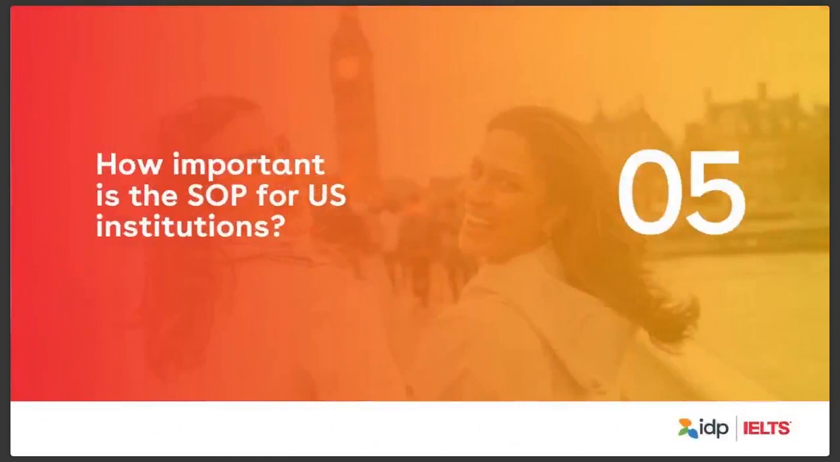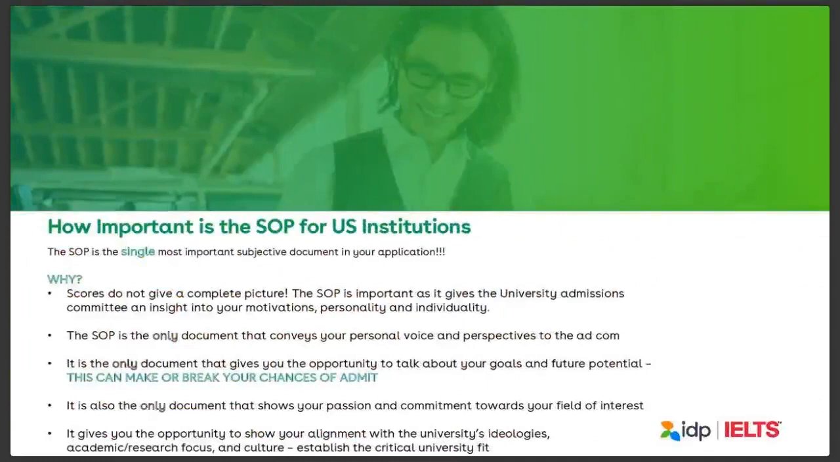How important is the SOP for US institutions? The SOP is the single most important subjective document in your application. And why is that? Because scores do not give a complete picture. The SOP is important as it gives the university admission committee an insight into your motivation, personality, and individuality. The SOP is also the only document that conveys your personal voice and perspective to the ADCOM.